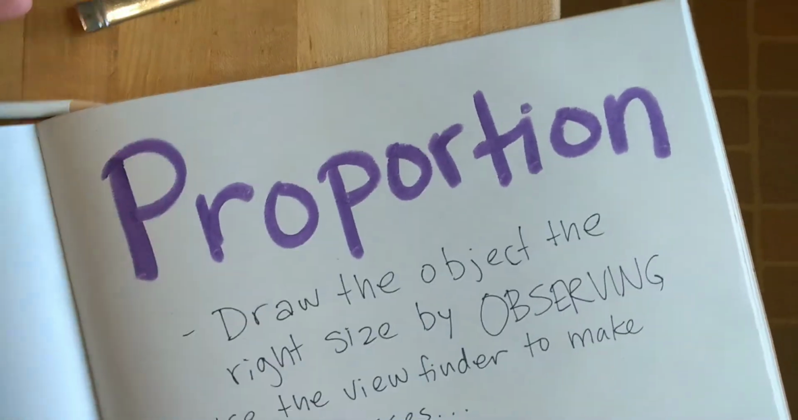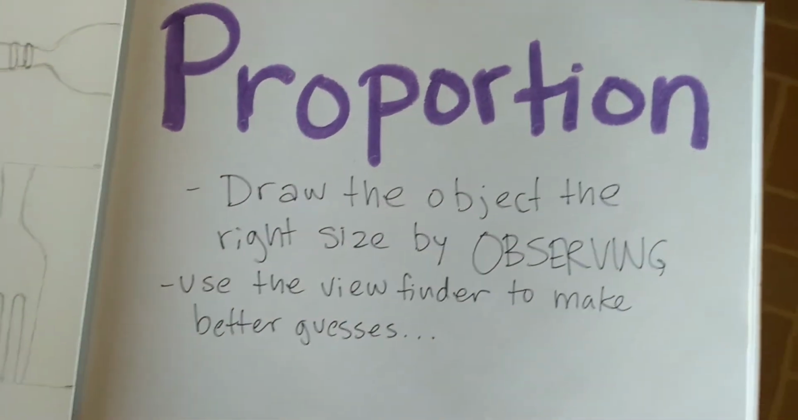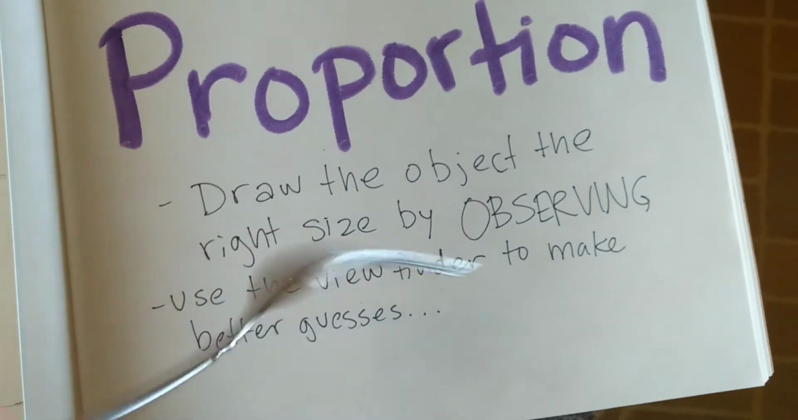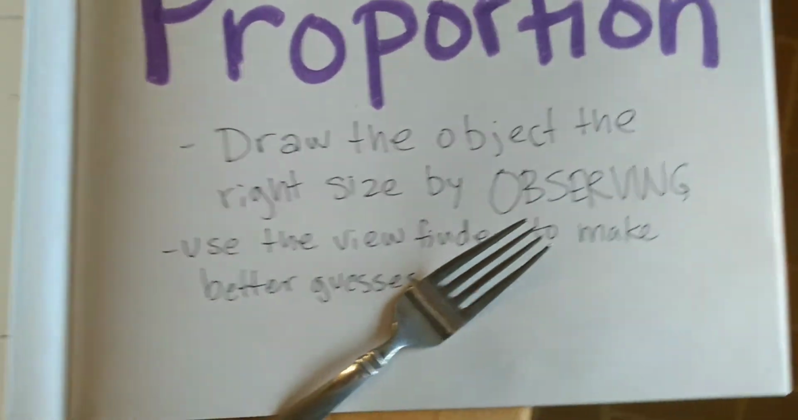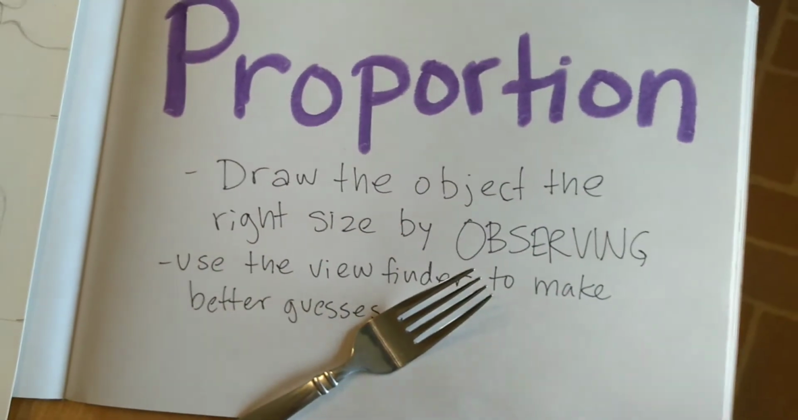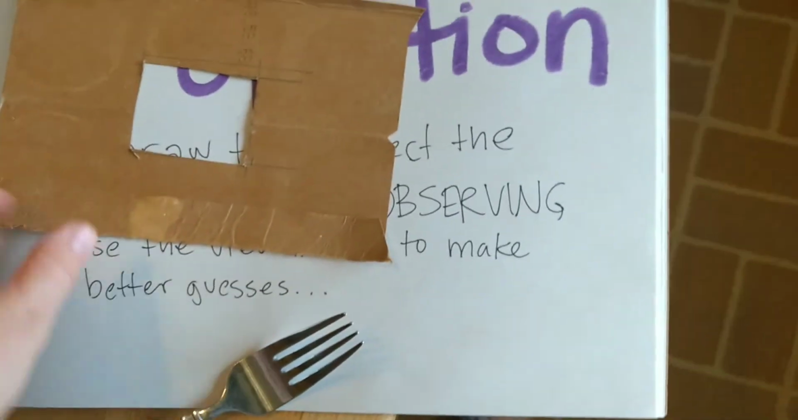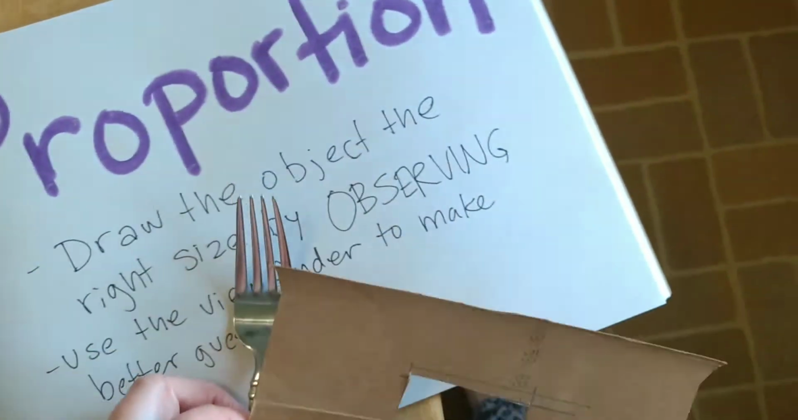Proportion. Draw the object the right size, and you can see I put observing. So I don't want you to draw anything from a computer screen or a picture. I want you to draw real objects because we are going to use observational drawing skills and the viewfinder to make better guesses. Now, what do I mean by better guesses? The viewfinder can help you in so many different ways.